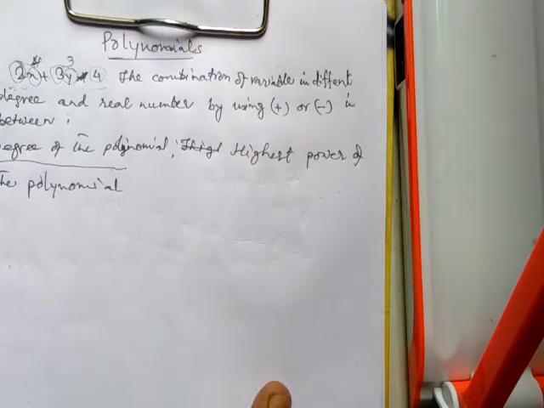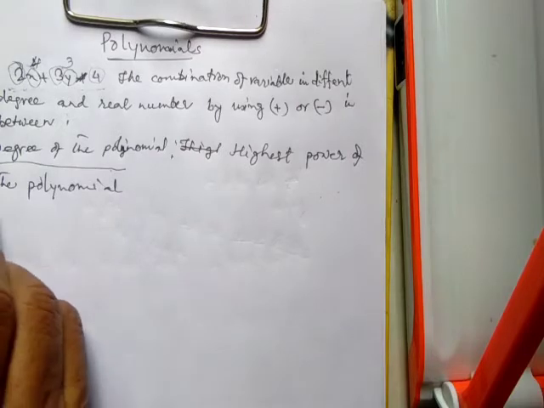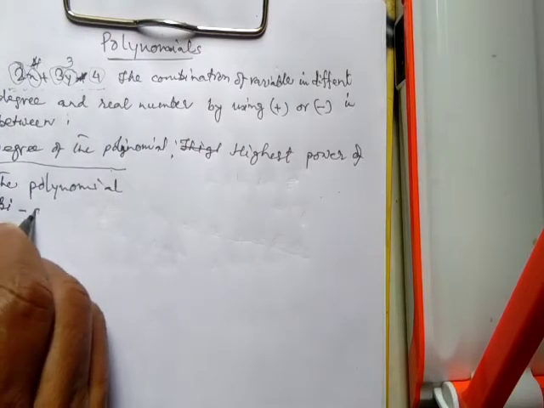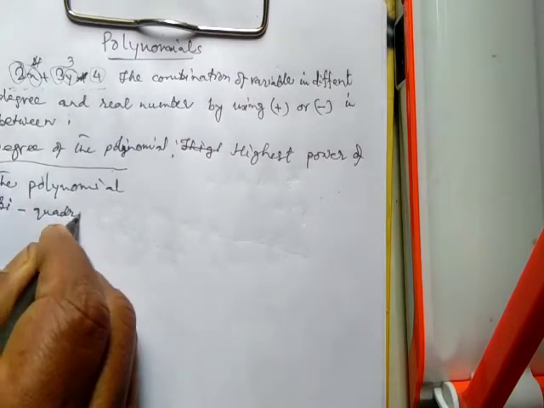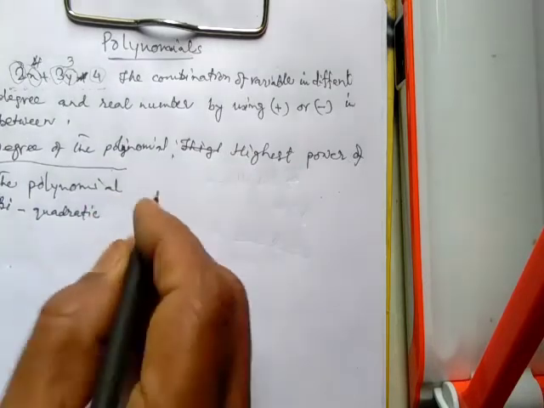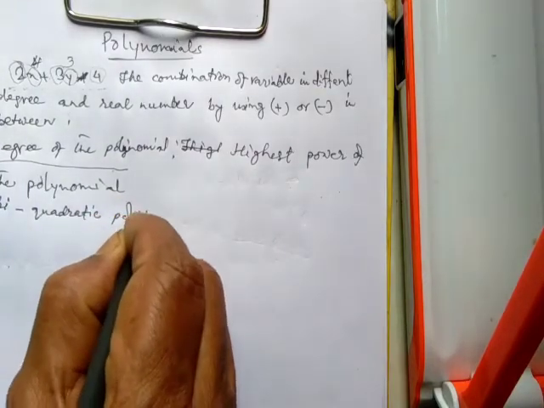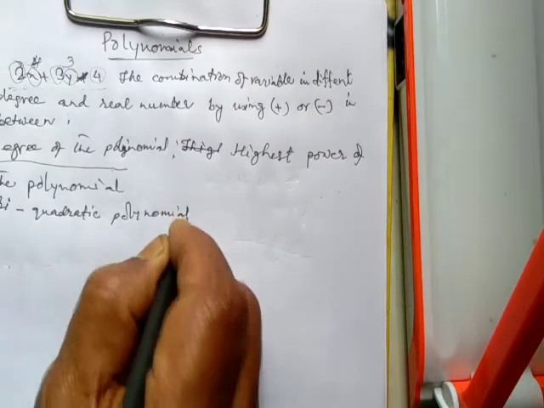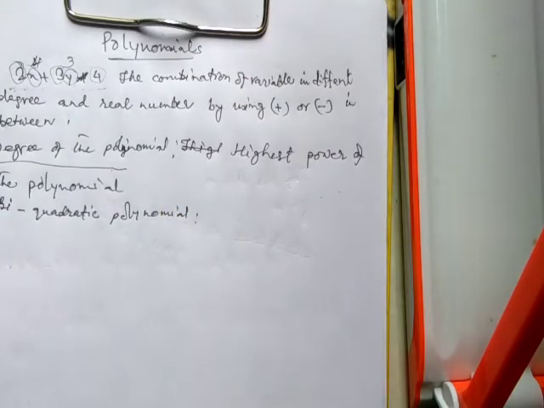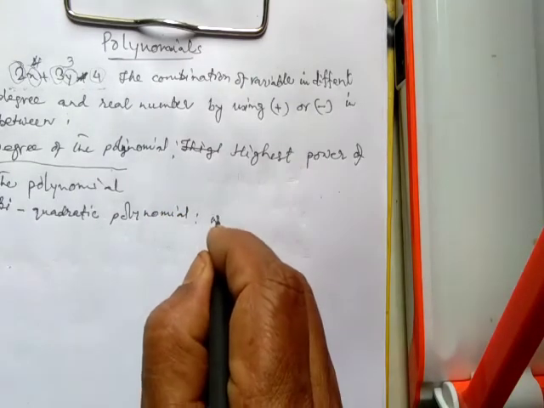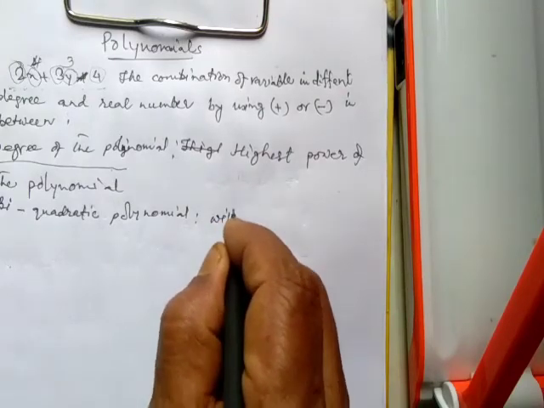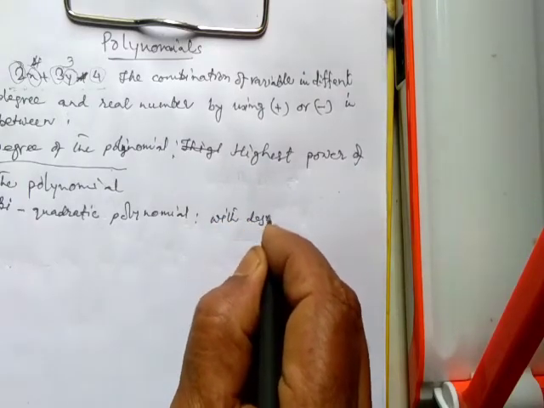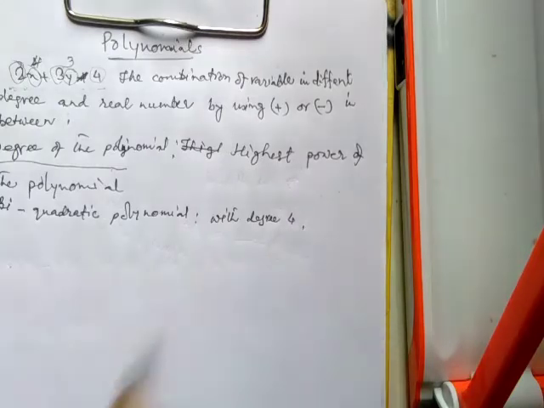Next, biquadratic polynomial. What is it? Biquadratic polynomial, with degree 4.